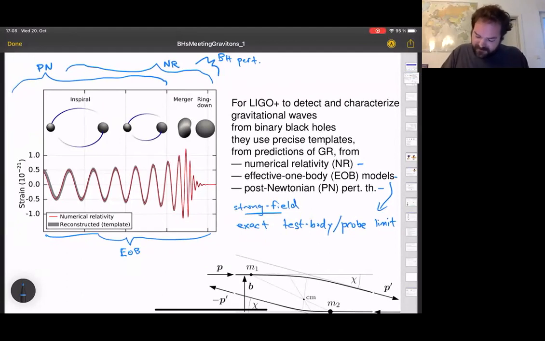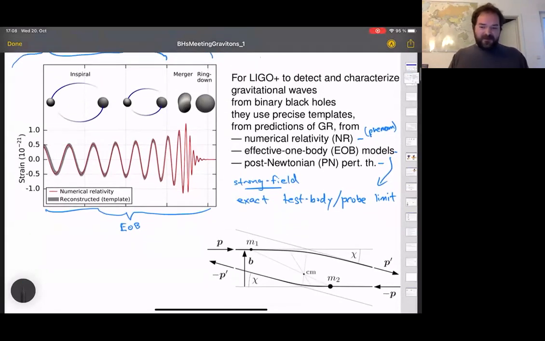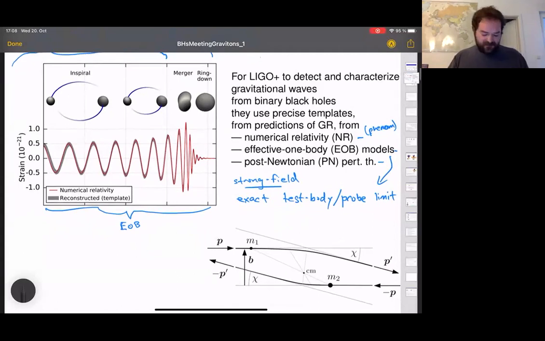Along with, there are also phenomenological models, which are, let's say, more or less directly fitting numerical relativity, although of course with some analytical insights from post-Newtonian. Okay, so for gravitational wave physics, we need precise models. We need to solve the two-body problem in general relativity. This post-Newtonian approach is the most relevant perturbation theory.